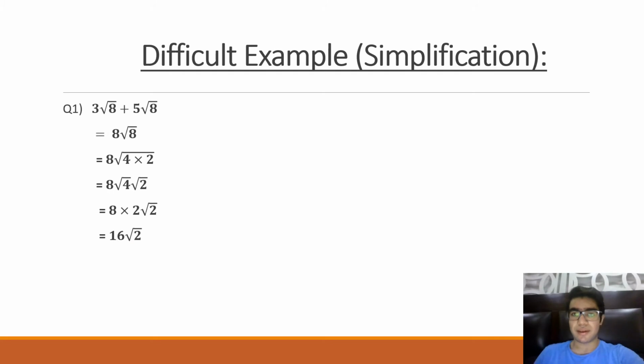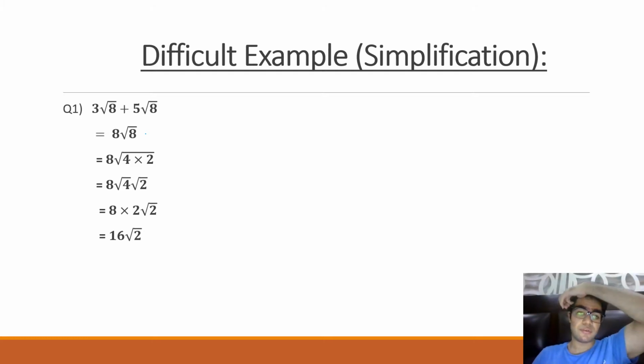Now we'll look at a difficult example. Here we'll need to simplify. The first question, we have 3 times root 8 plus 5 times root 8. This is a difficult example because we can simplify it. The first step is the same. These are like surds, so we just add them. 3 plus 5 is equal to 8, so 8 times root 8. These are like surds, but we have to do another step after this.